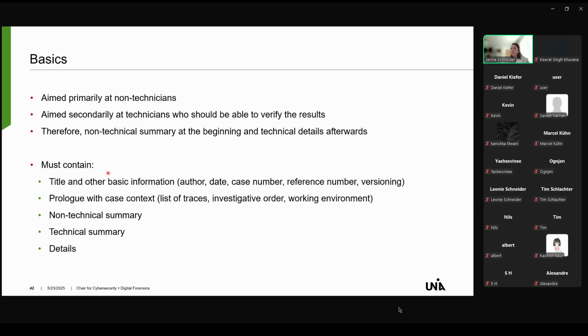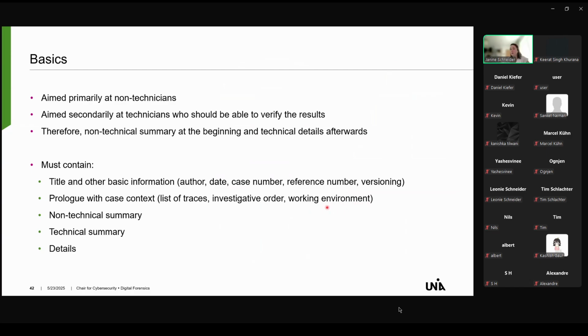So a good report must contain, obviously, the title and other basic information like who authored the report, date, case number, reference number, but also versioning. It should contain a prologue with the case context, like you should list the traces, and you should recap the investigative order, your working environment.